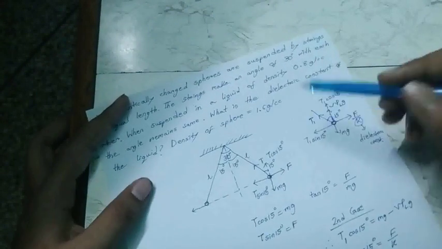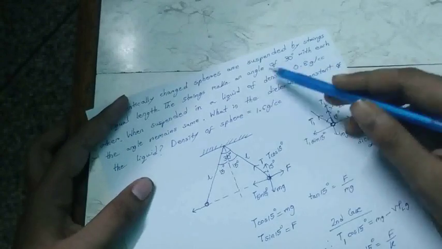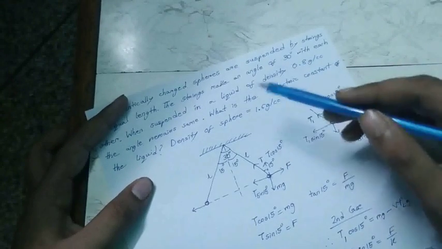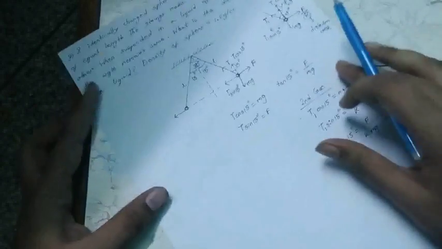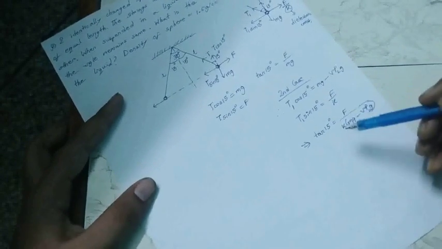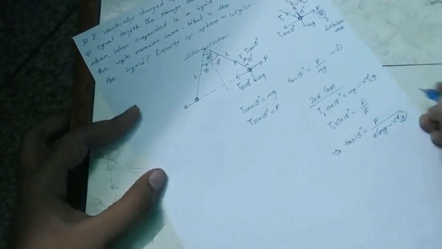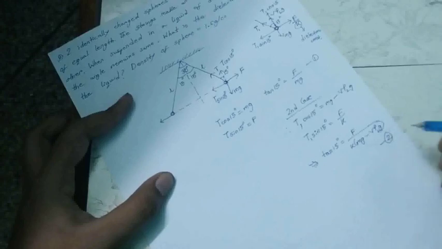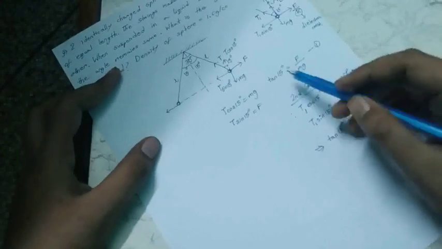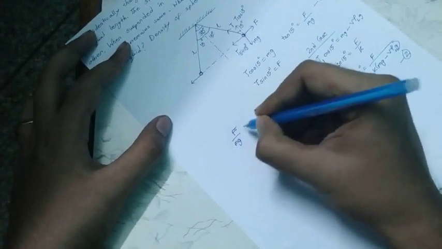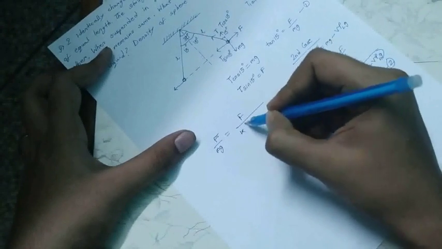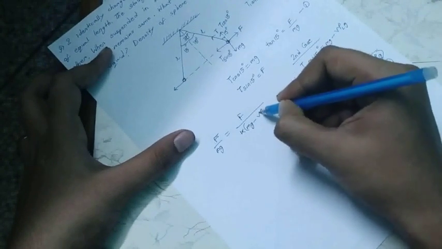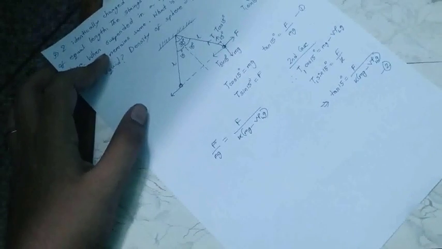We are given the densities of the two objects, that is the density of the sphere and the density of the liquid, and we are given the angle. So we have to eliminate this mass m. We'll first equate these two equations. This is equation 1 and this is equation 2. If we equate 1 and 2, because it is given tan 15, we can equate these two, so F by mg is equal to F by K times mg minus V rho L g. This is the equation.